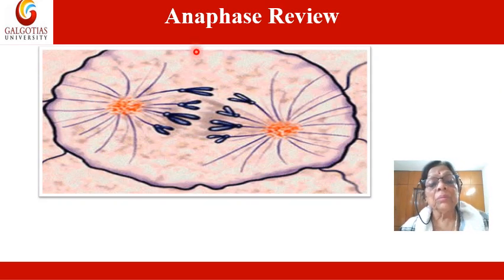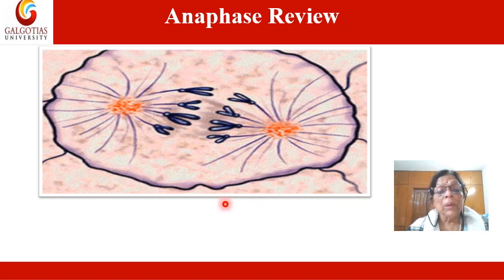Now, this figure shows the anaphase review. What happens during anaphase? The centromere divides into two. Spindle fibers pull the sister chromatids. These are the spindle fibers, and they are pulling the sister chromatids towards the two poles.